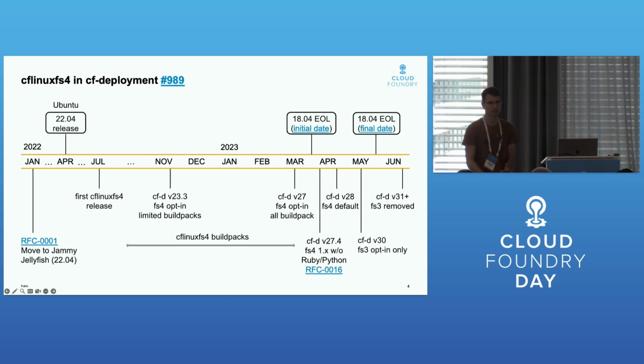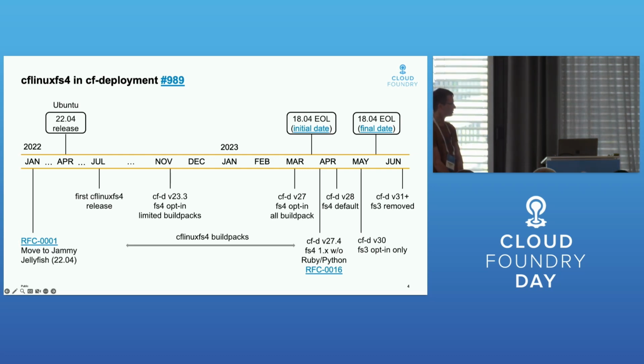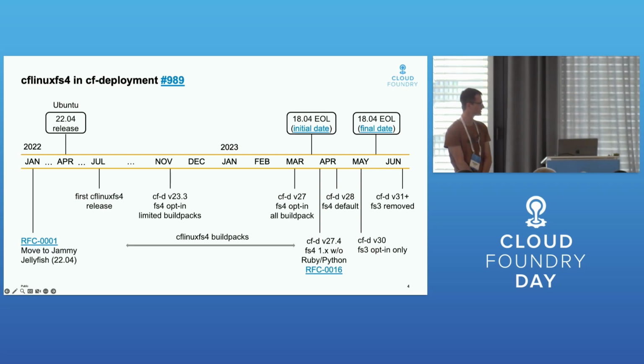It was just there, a BOSH release, hardly usable because it was not yet integrated into Cloud Foundry. Over autumn, the first buildpacks followed and adapted or provided support for the new stack. And actually, end of November with cf-deployment 23.3, it was the first time that the new stack fs4 was available with limited buildpacks as opt-in in a standard cf-deployment version. Time passed on, more and more buildpacks were added, and eventually in March, with version 27 of cf-deployment, we had the first time an fs4 opt-in with full buildpack coverage.